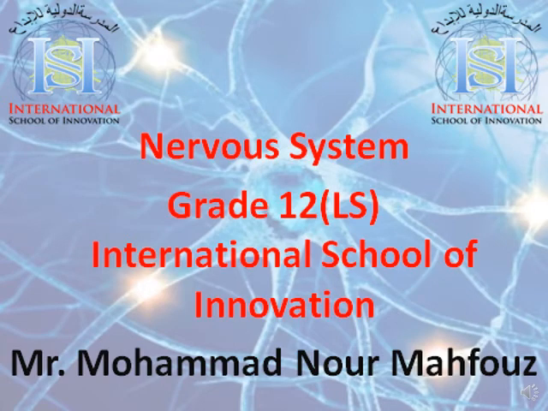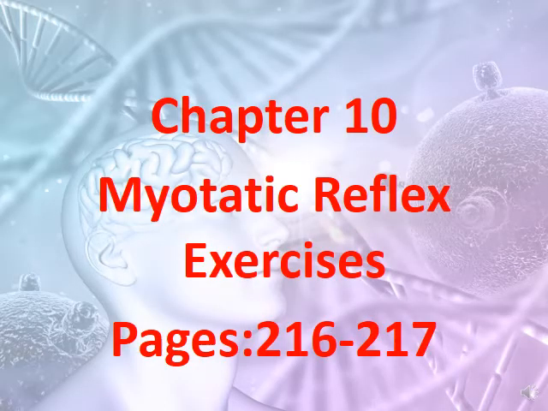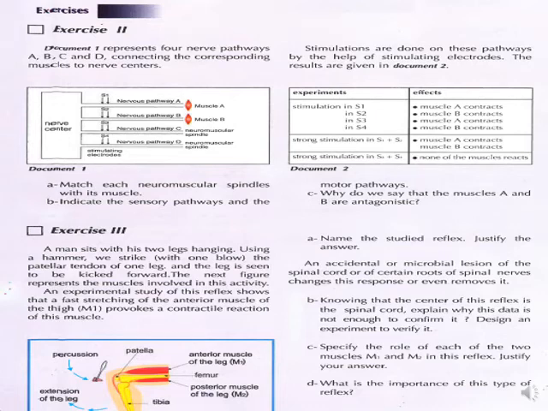Hello, grade 12 students. Here we move again to our nervous system. Exactly, chapter 10, the myotatic reflex exercises. So in this video, we're going to solve the exercises related to the myotatic reflex, and let's start with exercise 2. Document 1 represents 4 nerve pathways, A, B, C, and D, connecting the corresponding muscles to the nerve center.